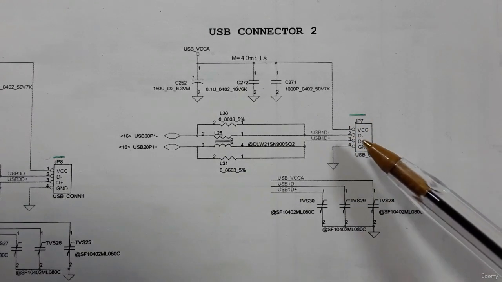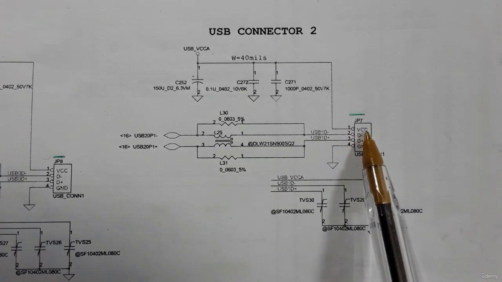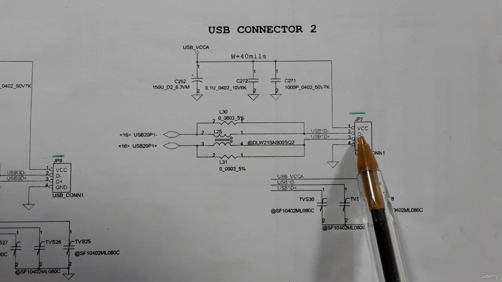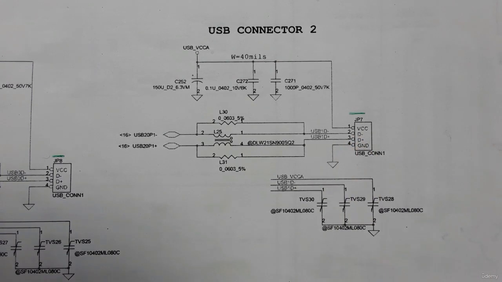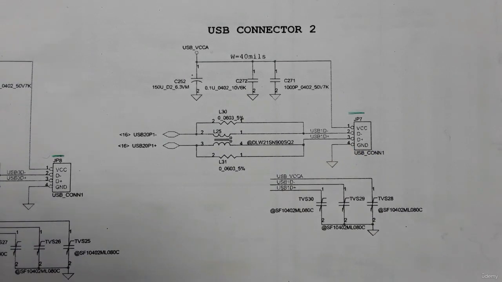As you see, the first pin, or pin 1, is VCC. The second pin is D minus, meaning data minus, and here we have D plus, meaning data plus. And the fourth pin is connected to the ground, because every circuit and every component in the motherboard should have a terminal or a pin that is connected to the ground, maybe one or two or more.